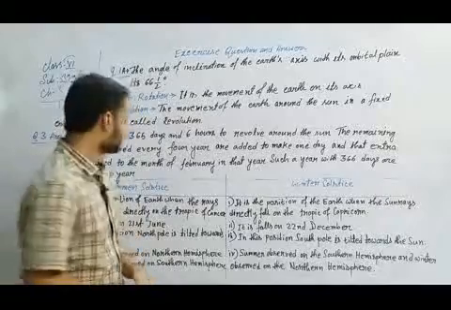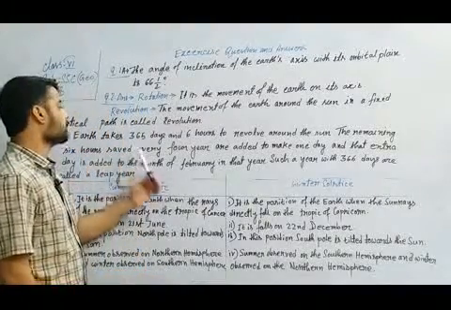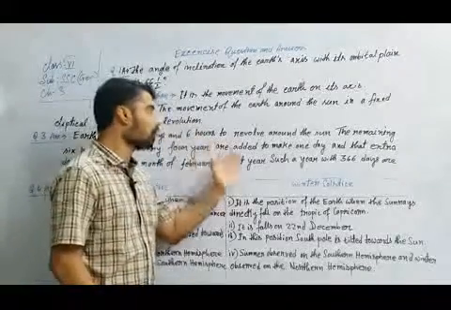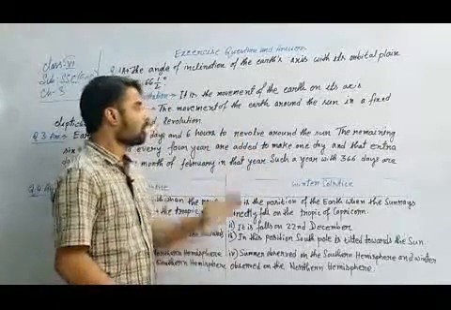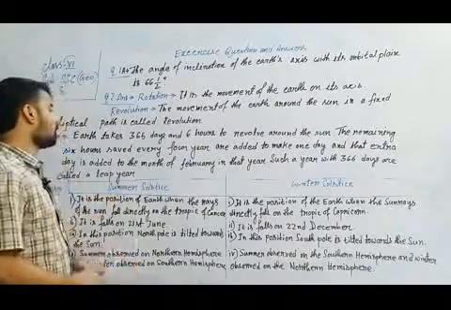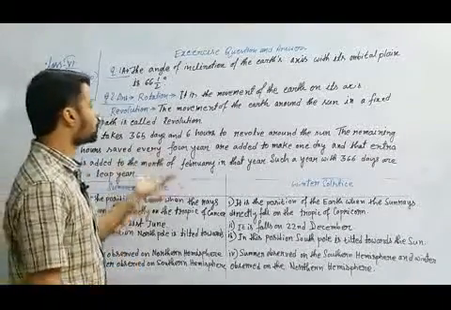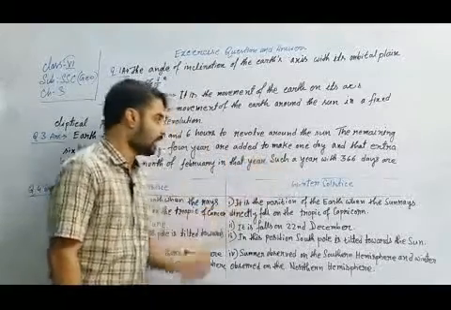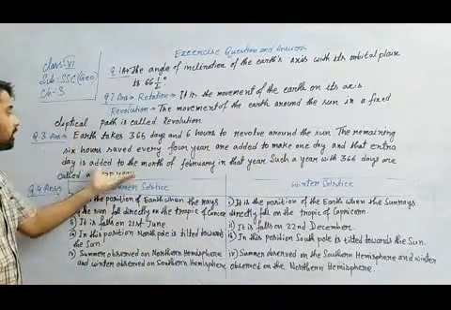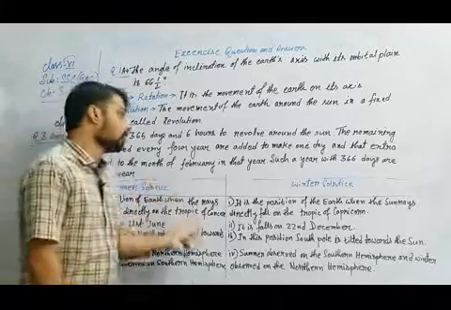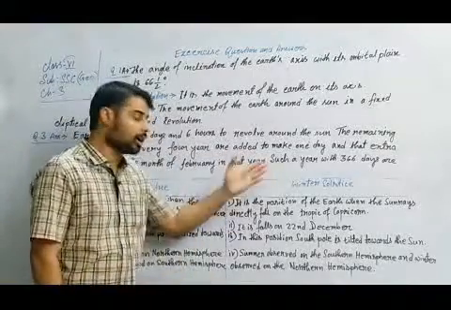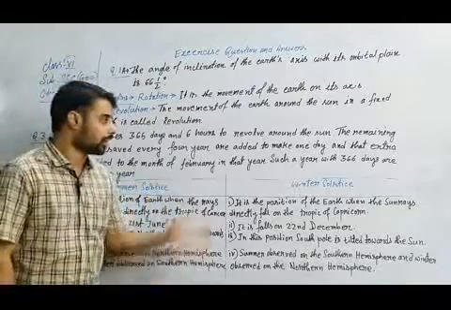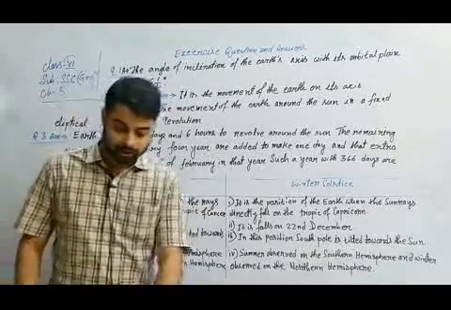So I am repeating again, Earth takes 365 days and 6 hours to revolve around the Sun. The remaining 6 hours saved every 4 years are added to make 1 day, and that extra day is added to the month of February in that year. Such a year with 366 days is called a leap year. So that is the answer of question number 1C.